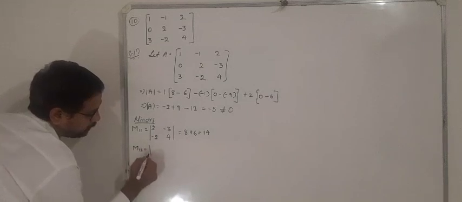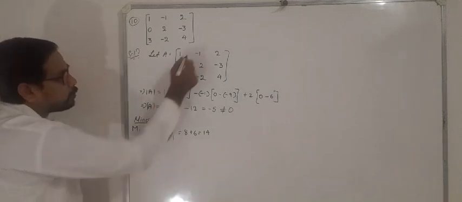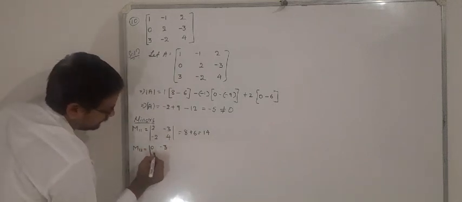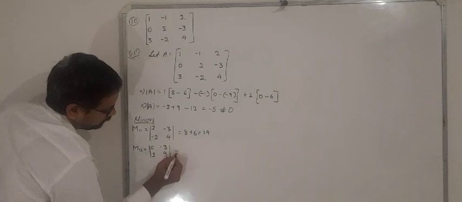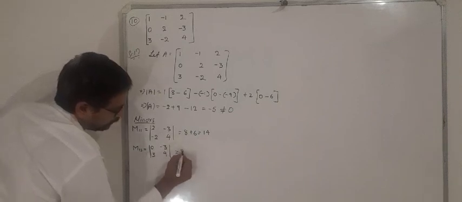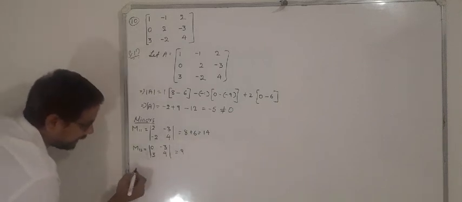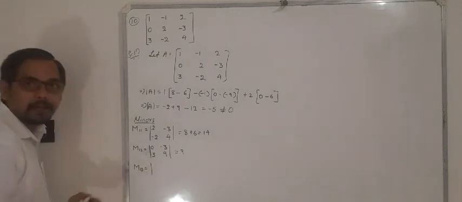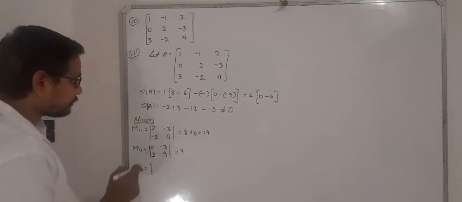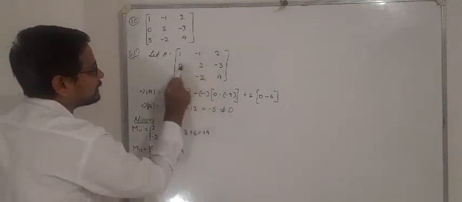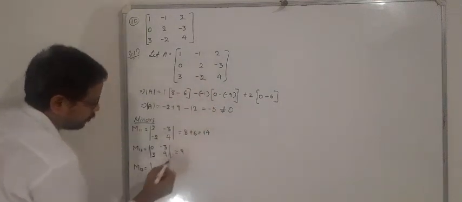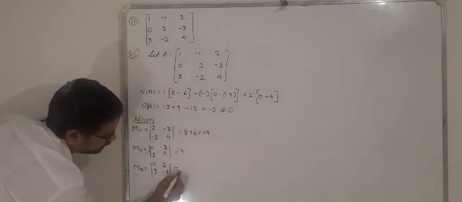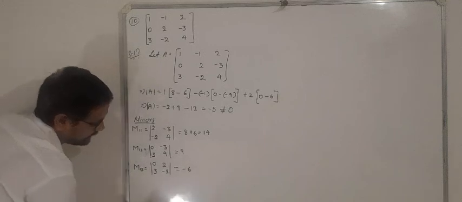M12, minor of A12, that is 0, minus 3, 3, 4. So this is 0 plus 9, that is 9. And M13 is what? Minor of A13, so that is 0, 2, 3, minus 2. So this is 0 minus 6, that is minus 6.